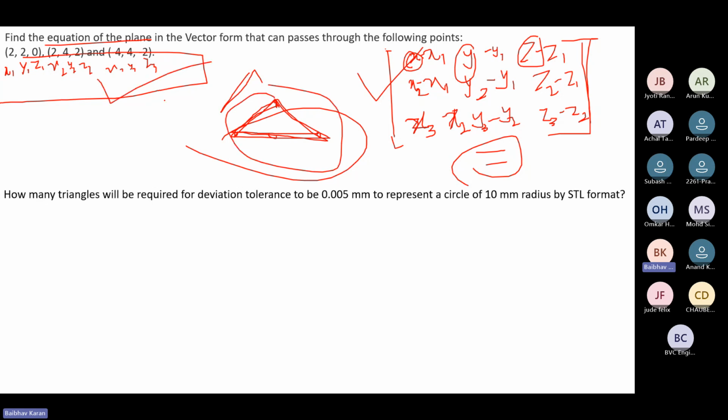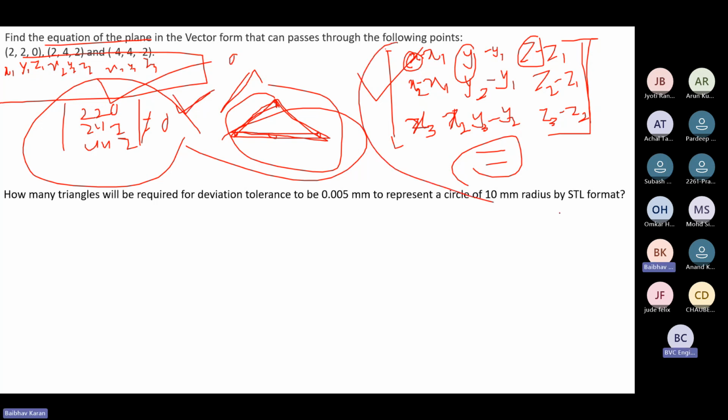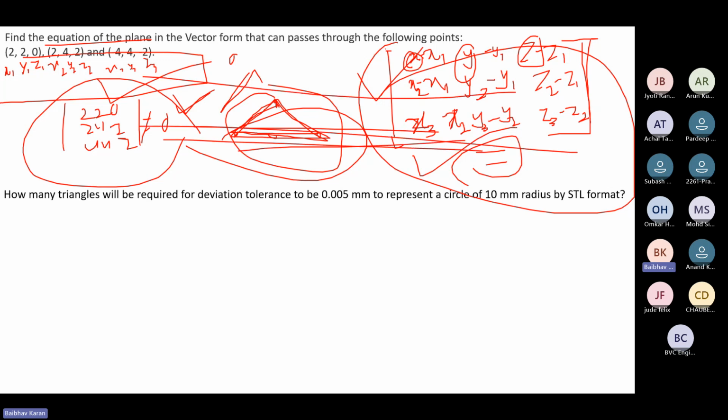To check the collinearity, we have to find the determinant of this matrix: 2, 2, 0, 2, 4, 2, 4, 4, 2. If it is not equal to 0, that means these 3 points are not collinear and a plane will be formed. After confirmation of this, we'll be using this matrix to find the equation of the plane. This is how we solve it. Got it? Got an idea?